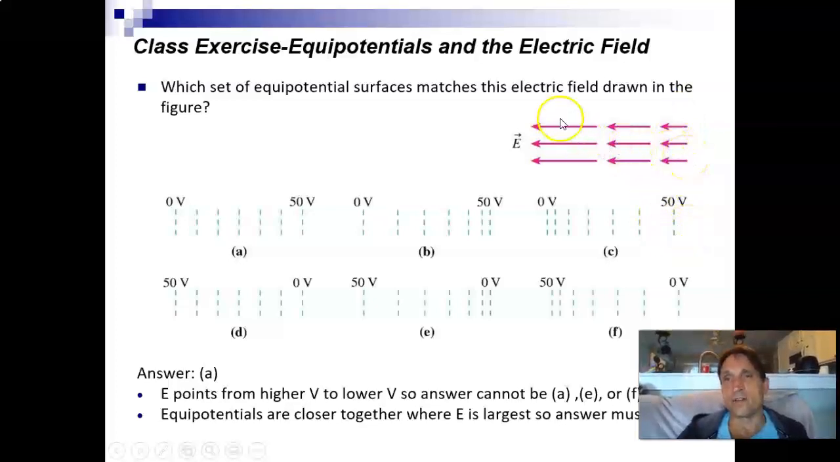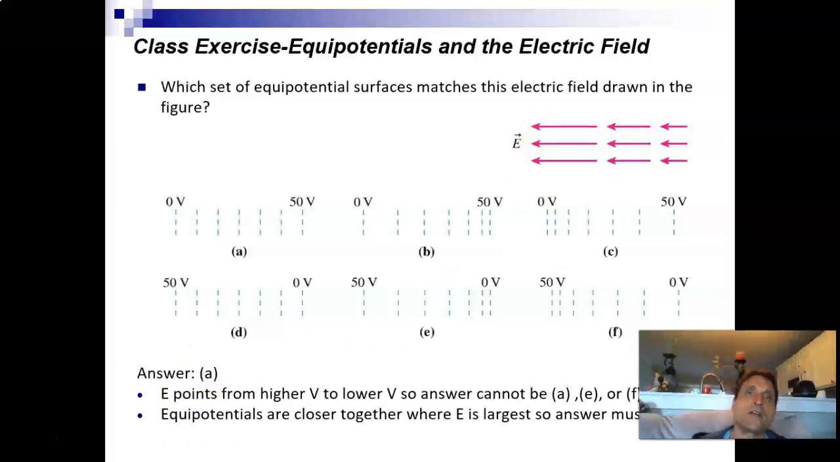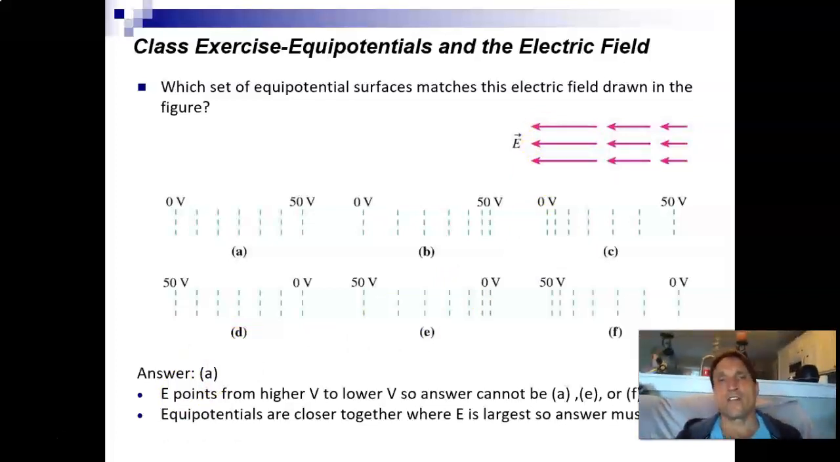The electric field does get strongest as we go over to the left, and the equipotentials get closer together. And so I've got to fix that. The answer should be C. So you should be able to solve conceptual problems like this on a quiz or an exam relating the equipotentials to the field.